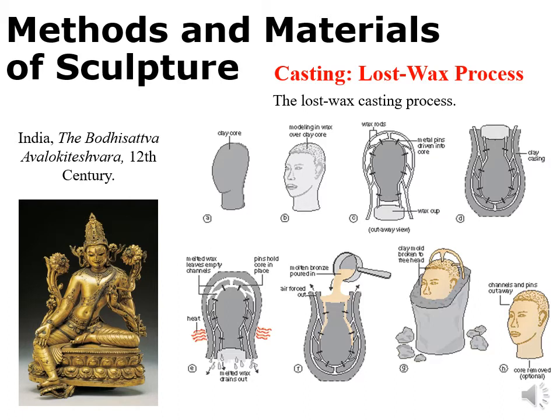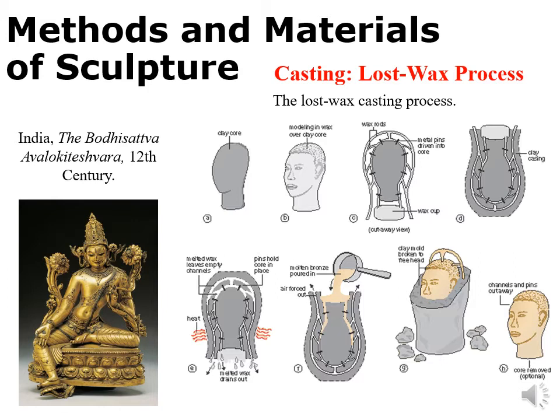Once that's dry, then you put it into a kiln, heat it up to dry out the ceramic shell as well as to melt away the wax so that you basically have a hollow void on the inside. Then you pour in the metal or whatever material you're casting with.